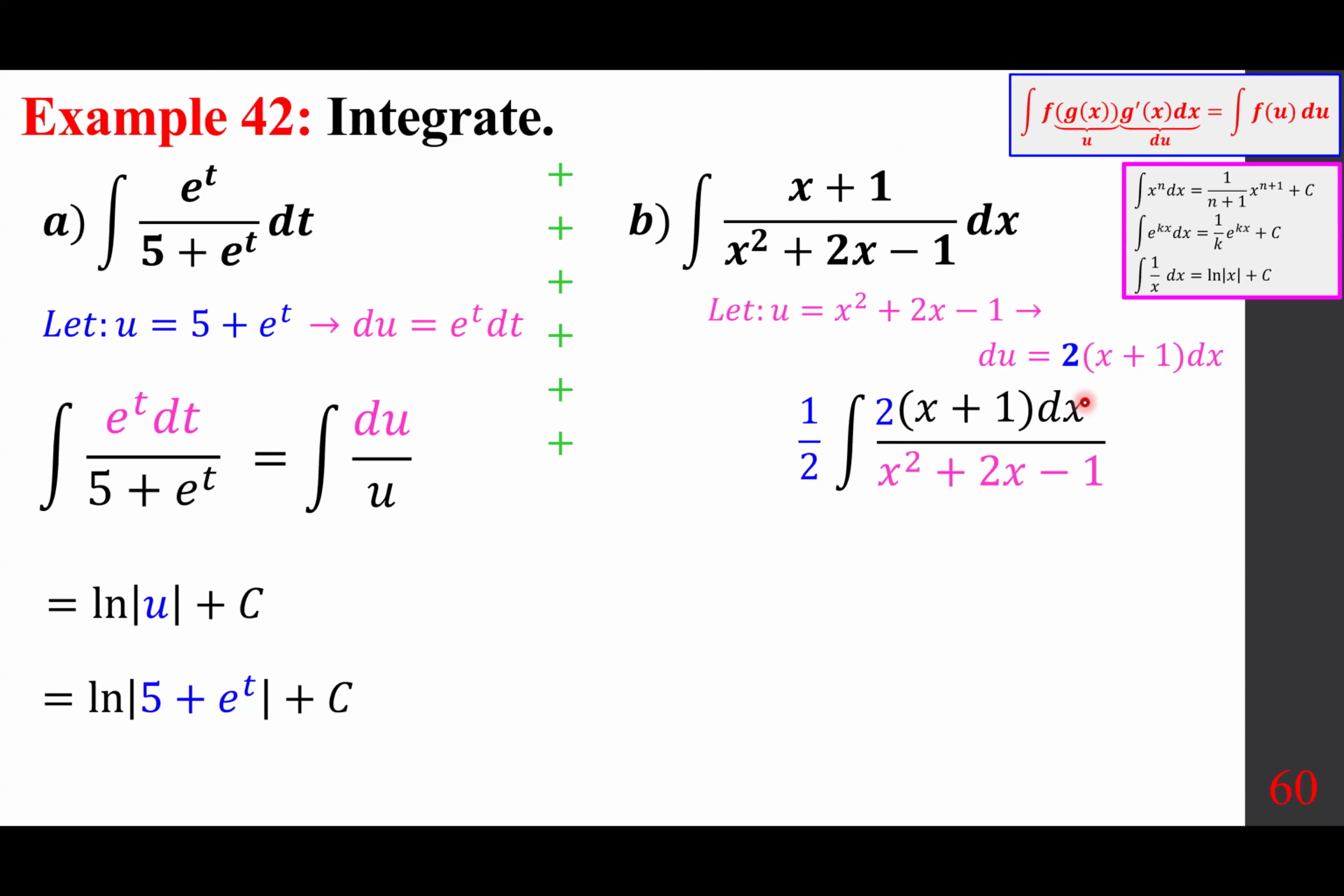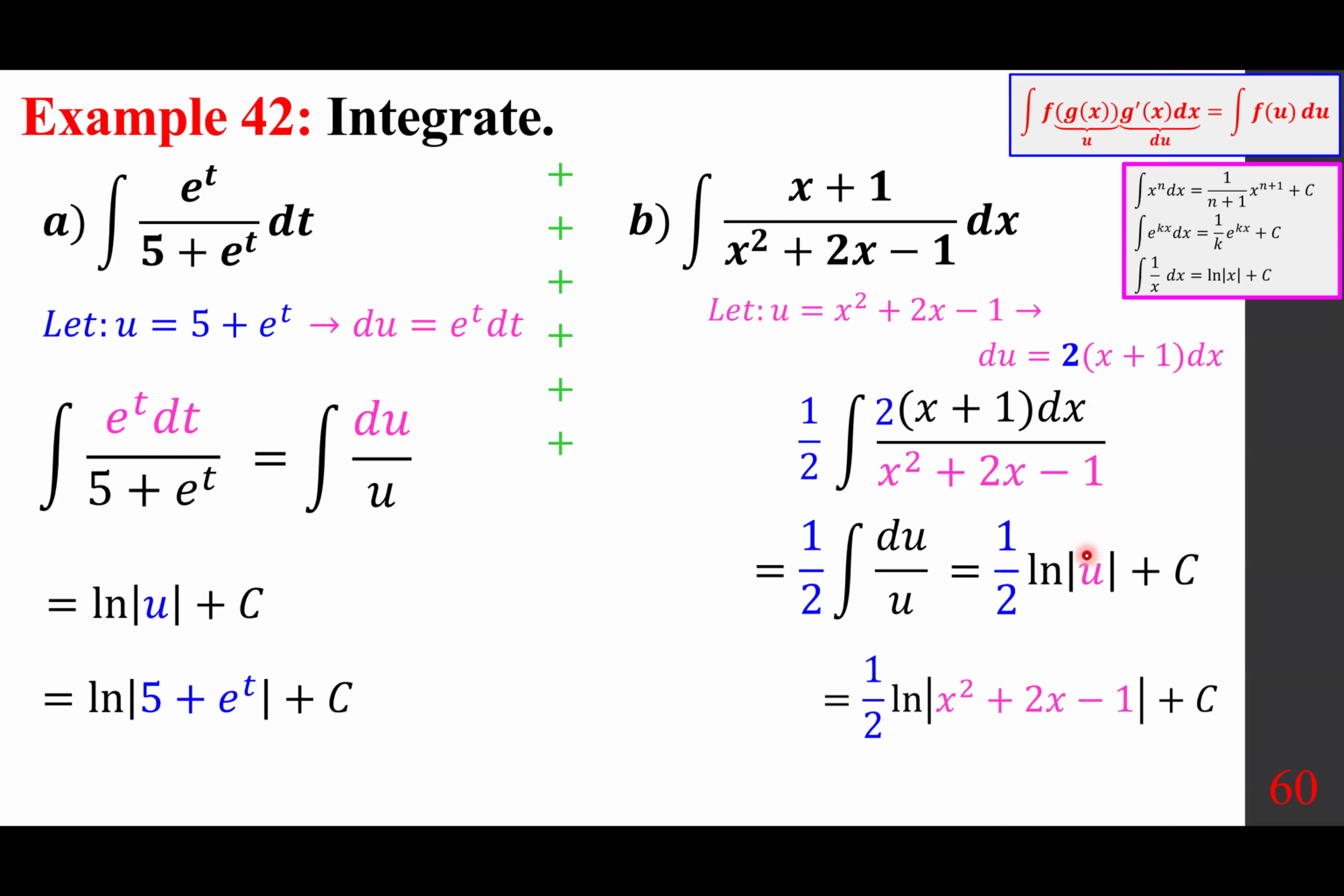So now you're looking at 1/2 the integral of du over u. And again, this one is the good old log. So 1/2 natural log of u and a constant. Replace the u and you're done. Of course, you have to keep the absolute value because this expression can be positive or negative. Whereas this one, it can't. It's always positive.